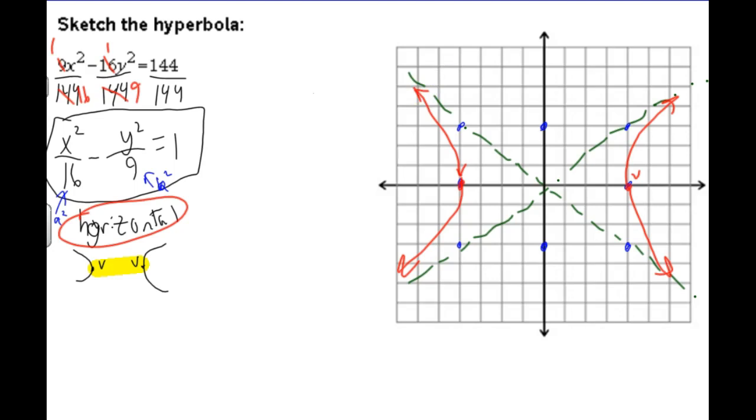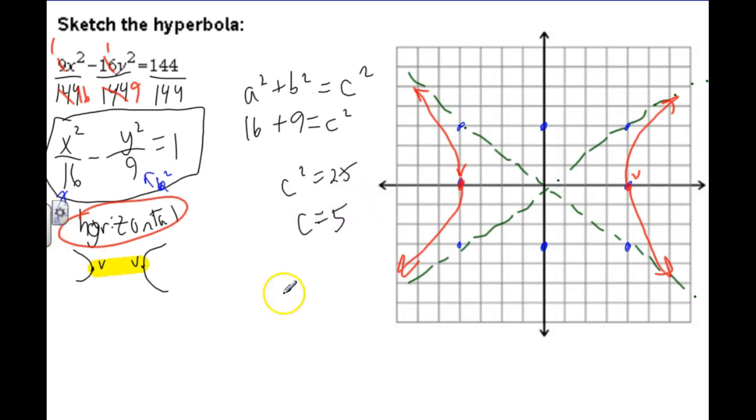There's one more thing I could ask, which is, where are the focus points? Well, I know they're somewhere in this area, and somewhere over here as well. But I don't know exactly where they are. I need to find that value of c. So I know a squared and b squared. If you know that formula, a squared plus b squared equals c squared. Remember, for hyperbolas, there's a plus sign. For ellipses, it was minus. So this would be 16 plus 9 equals c squared. So c squared equals 25. So c equals 5.